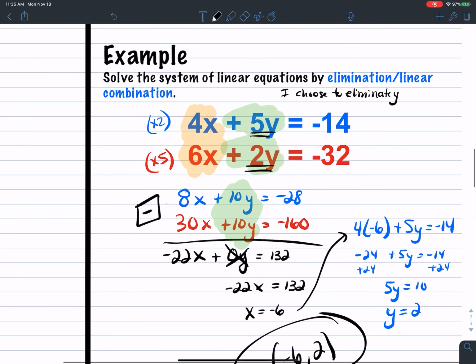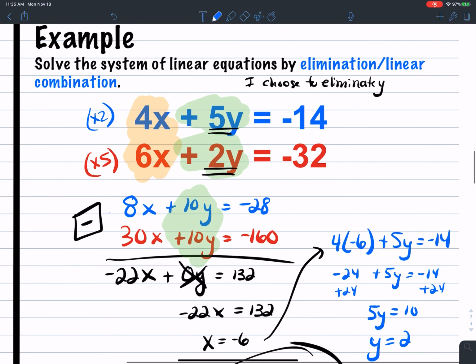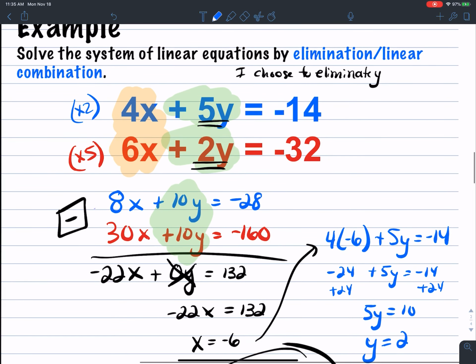Now again, this example is here to see that we'd have to multiply both of them. Now it would have been fine to eliminate the x's as well. If I would have eliminated the x's, 4 and 6 could have both been turned into a number like 12. So I could have multiplied everything by 3. And then with the second one, multiplied everything by 2.